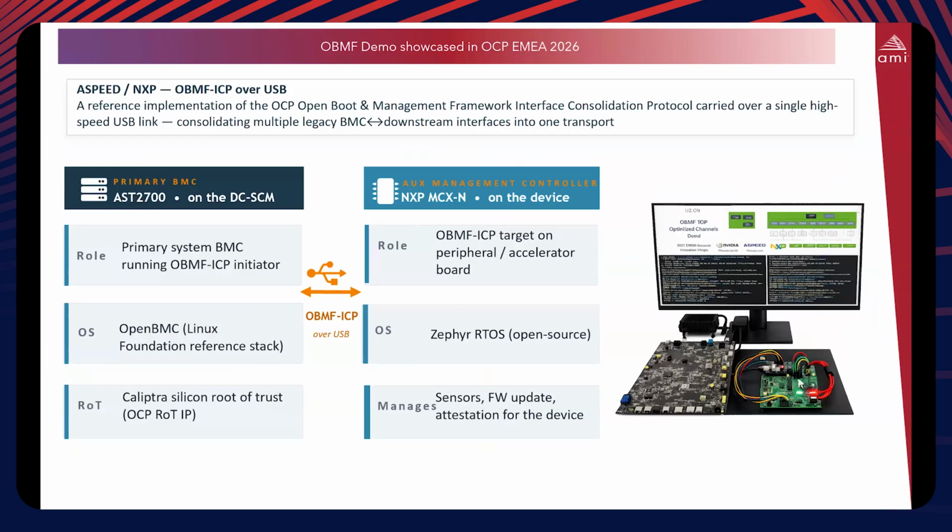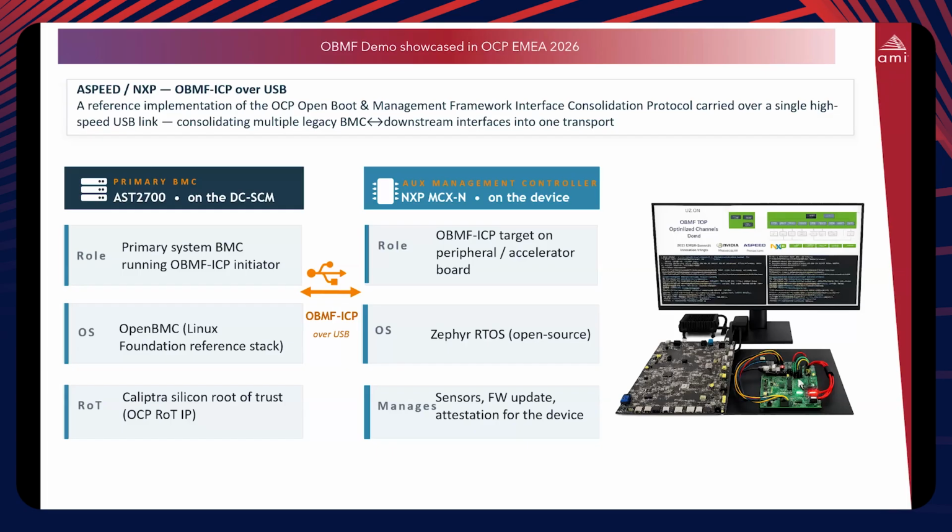There are some limitations on the demo. I can talk about that, but this is one of the things that NXP did. So if you look here on the left side, on the left big board, I don't know if the cursor works or not, but yeah, that is an AST2700 board on the DC-SCM card. And then on the right side, you have an NXP processor. I think you have the name here, NXP MCX N.